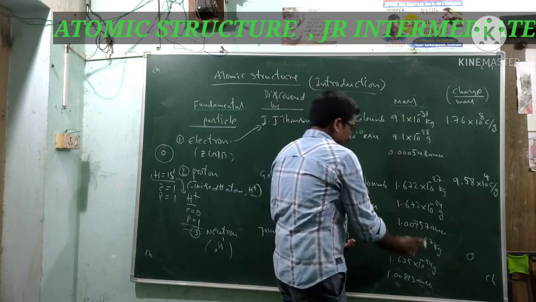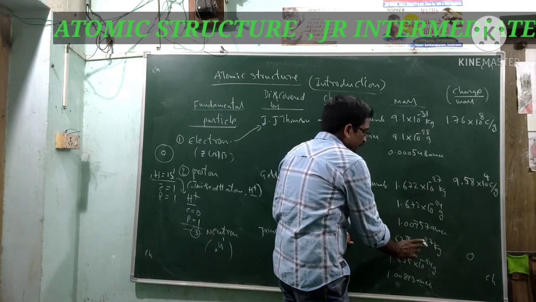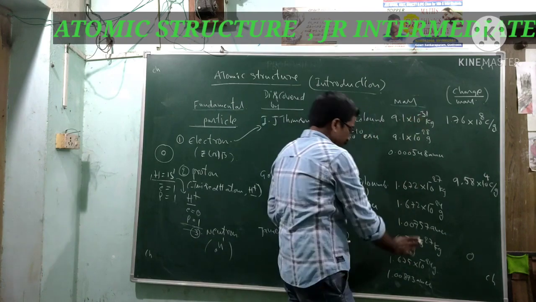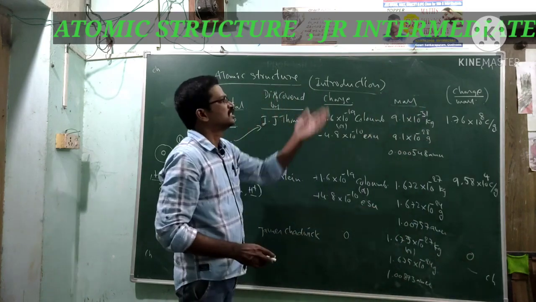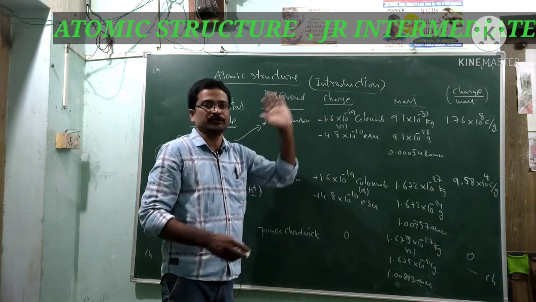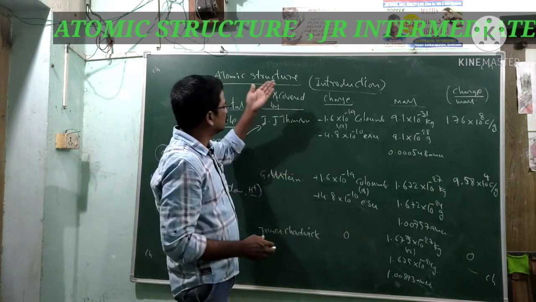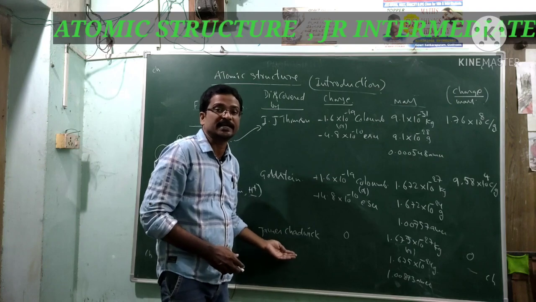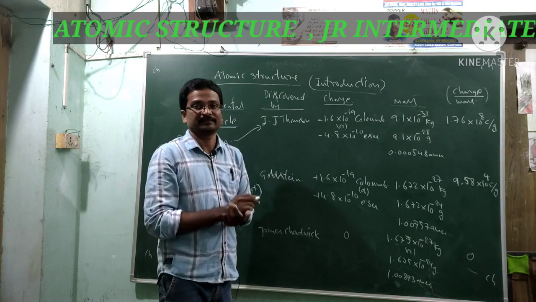0 by something. It contains mass. So something 0 by something, 0 by something leads to 0. That is the reason why the charge by mass ratio of a neutron is 0. Why am I telling all those things? These points are very important to understand intermediate chemistry, atomic structure, in a better way.